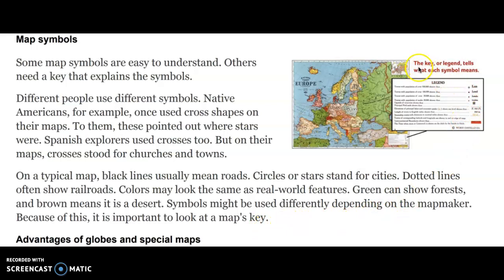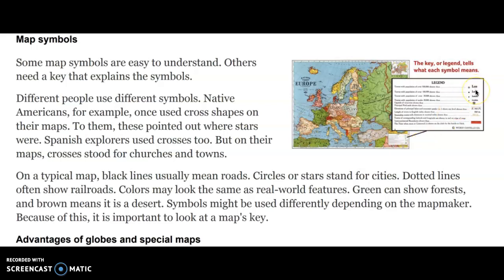So over here, the caption for the picture of the map of Europe says the key or legend tells what each symbol means. So key and legend, they're synonyms. That's the part in the map, I'm circling it right here, that tells you what each symbol actually represents on the map.